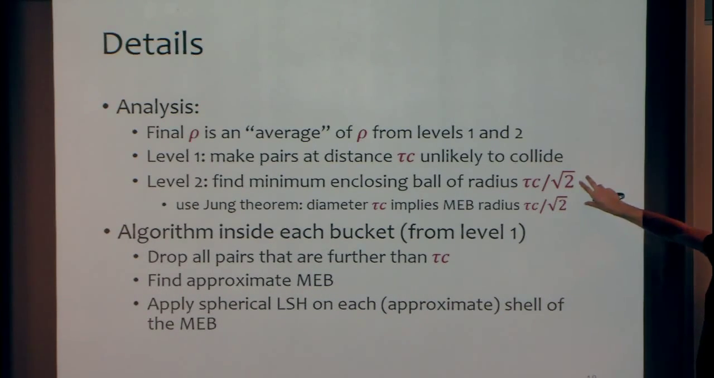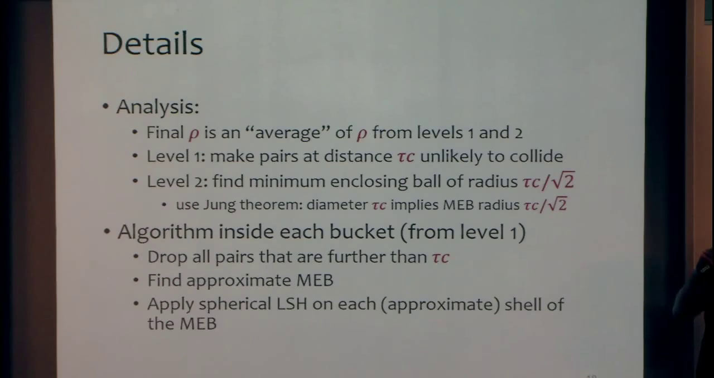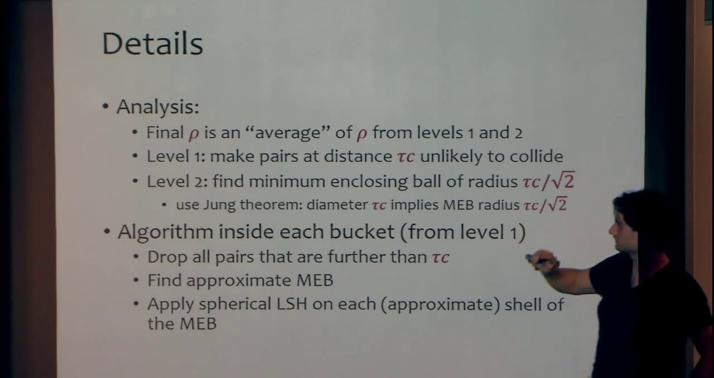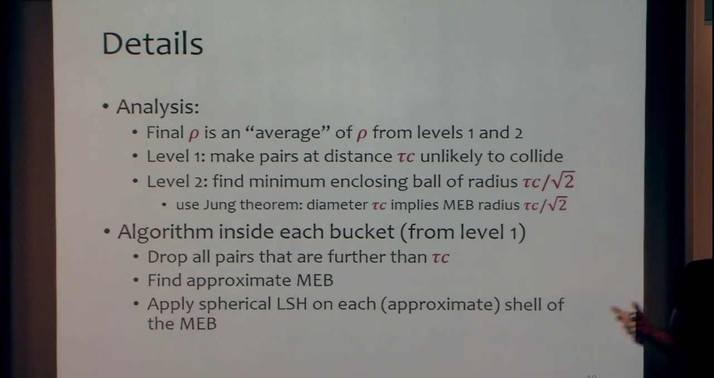And in level 2, once we have small radius, we find the minimum enclosing ball. We can actually find balls of radius tau c divided by root 2. And this uses this very nice theorem, Jung's theorem, which says that if there is a point set of diameter tau c, you can find a minimum enclosing ball of radius tau c divided by root 2.